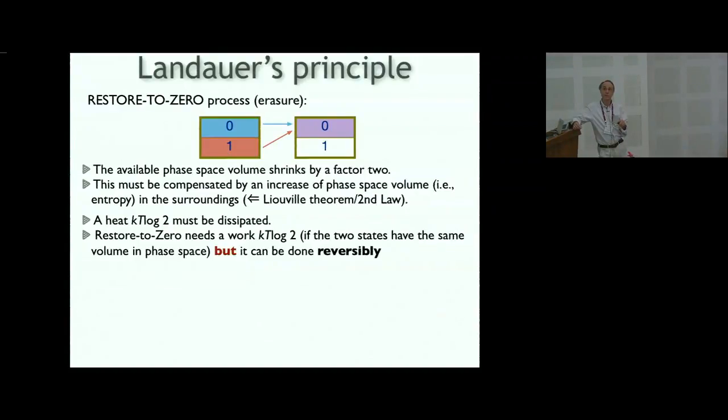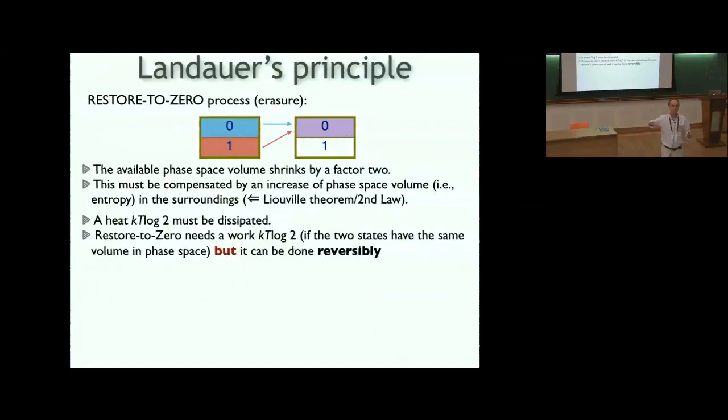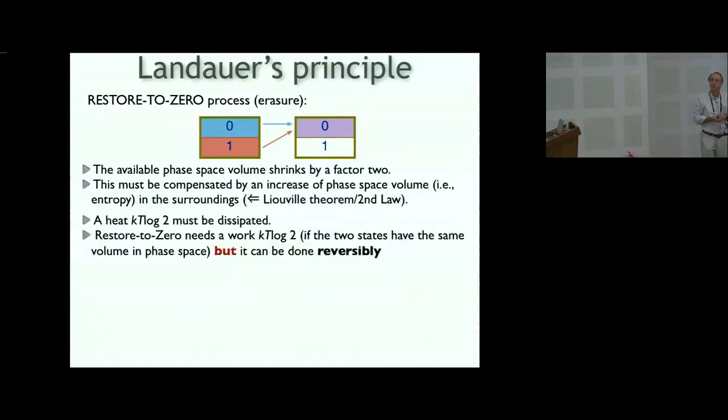So if this is the phase space, there is a region that represents zero and another region that represents one in the memory. This process, which is a physical process because this is a physical system, is such that the available phase space shrinks by a factor of two if the two states are equivalent, which we will assume. Landauer realized that if you have a volume in phase space that shrinks by two, this must be compensated by an increase of phase space volume in the environment, which means an increase of entropy in the environment. This is a consequence either of Liouville's theorem or the second law. Liouville's theorem tells you that the volume in phase space must be constant, and the second law tells you that the entropy, which is essentially the volume in phase space, cannot decrease. So in any case, this must be compensated by an increase of phase space volume in the surroundings. To compensate this, a heat kT log 2 must be dissipated.